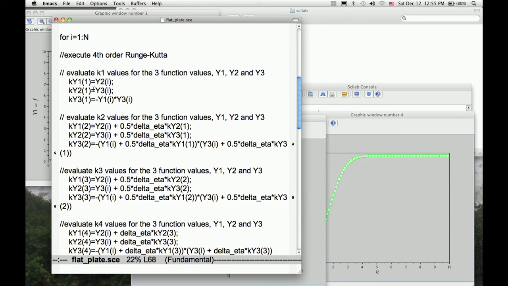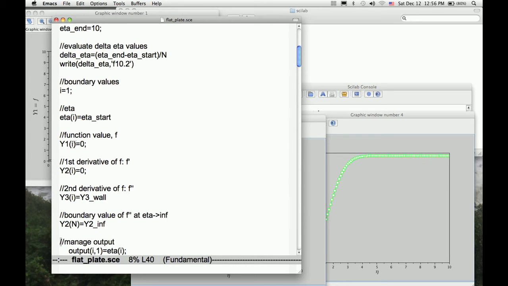Now, therefore, what I do here: first is I write this value. I am using this variable ky1, and ky1 is y2.